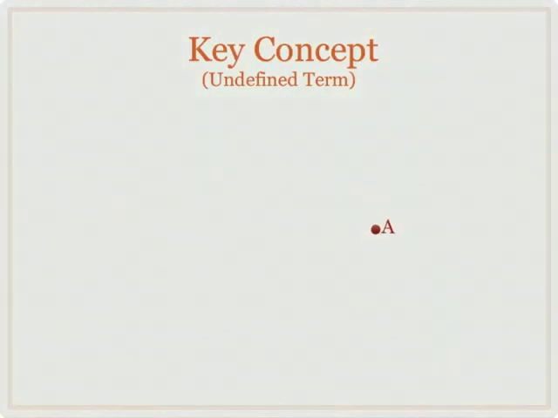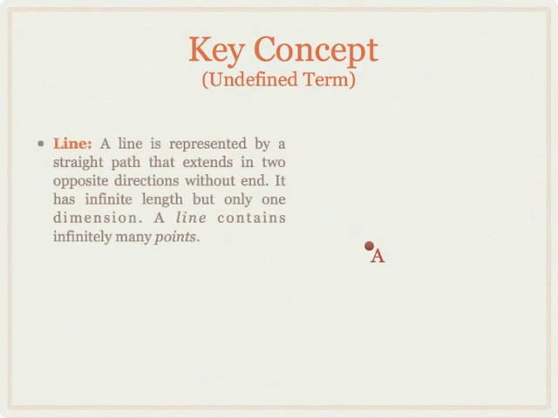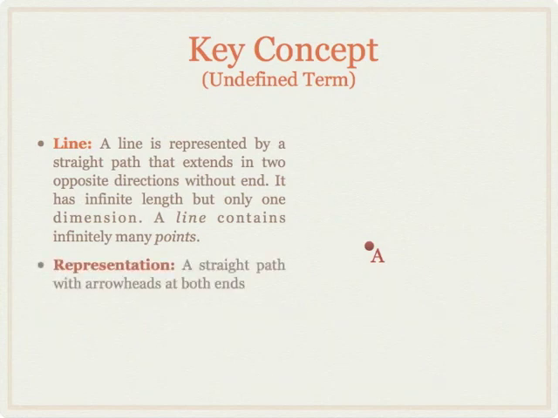Now let's build upon this idea of a point and move on to a line. A line is a straight path. It goes in opposite directions forever and ever, and it has an infinite number of points. And we represent that by simply drawing a straight line with arrowheads at both ends. And although there are an infinite number of points on it, we generally only see 2, 3, 4.